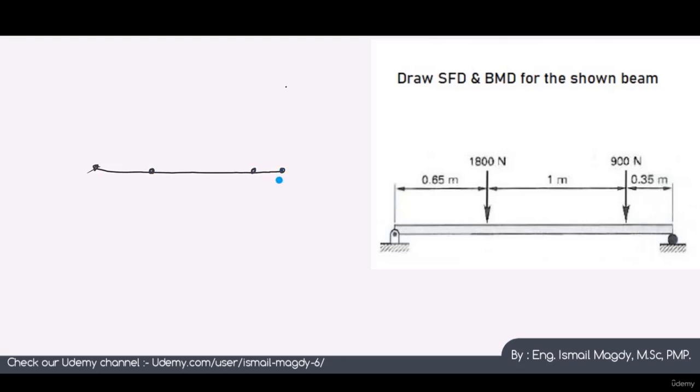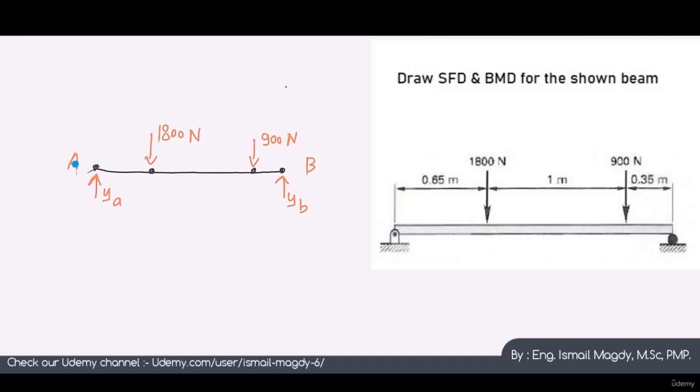Here it is, our beam. We have here a vertical force of 1800 Newton and another vertical force of 900 Newton. We have here a vertical reaction of YB, and we have here a vertical reaction of YA, if we consider this to be point B and this is point A. Of course, there should be also at the pin support another horizontal reaction, but we will neglect this one because we can see already that there are no horizontal forces, so we know that it will be zero anyway.